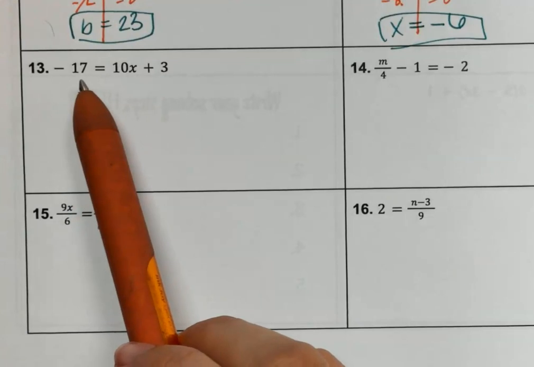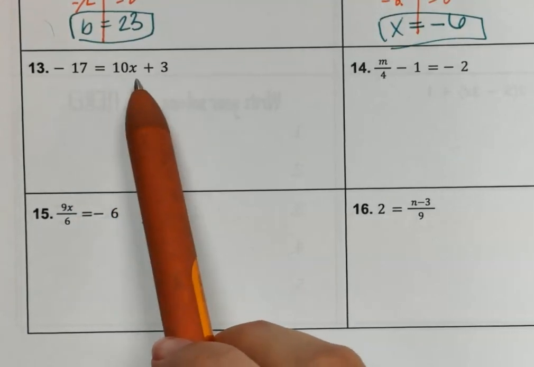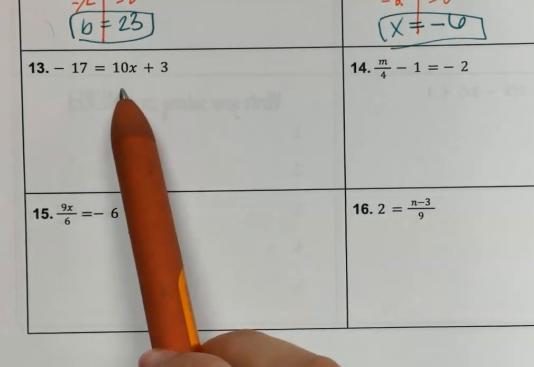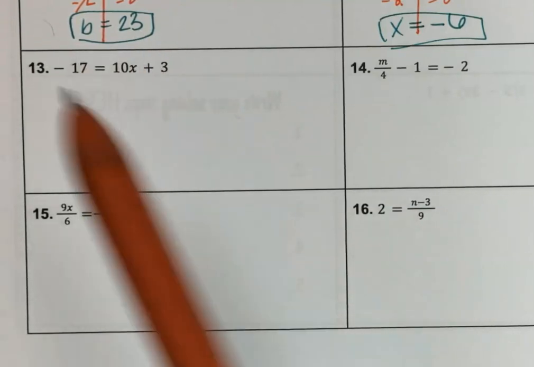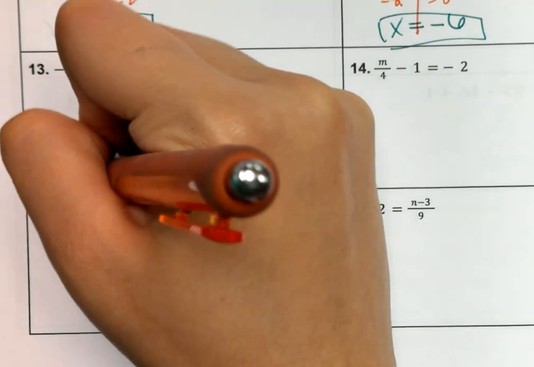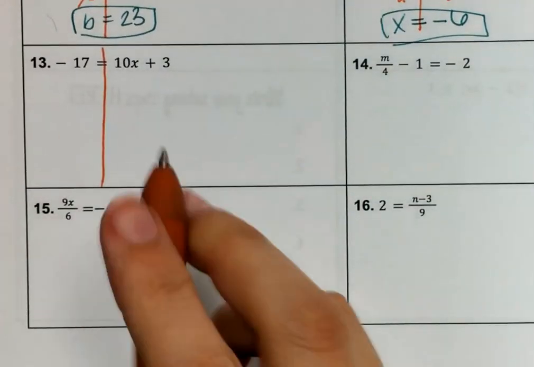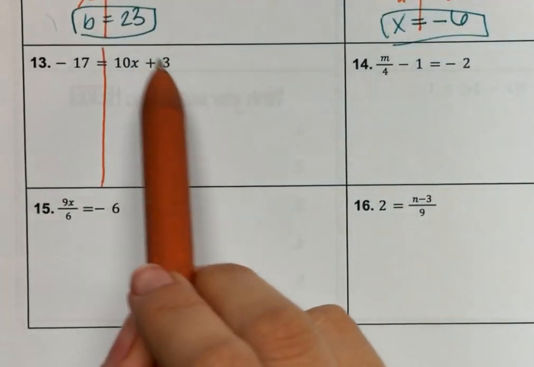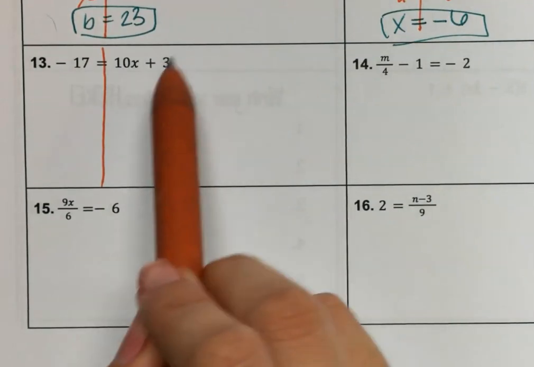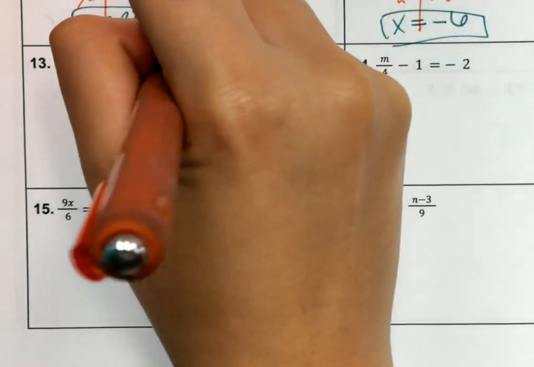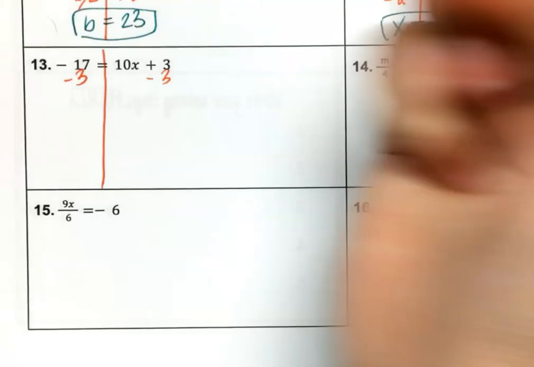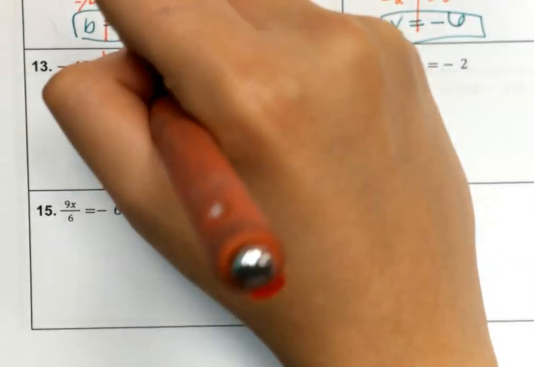This reads negative 17 equals 10 times x plus 3. So I'm multiplying by 10 and then adding 3 to it. So I'm going to have to undo two operations. So you always undo first the number that's being added or subtracted to your x. In this case, I need to undo this plus 3. The opposite of plus 3 is minus 3. And what I do to one side, I must do to the other.